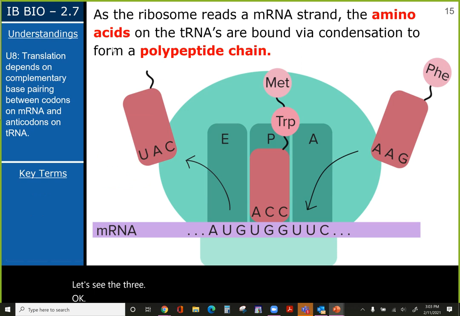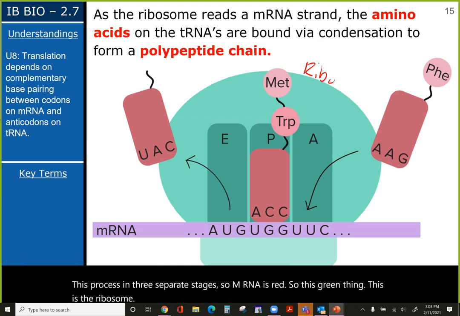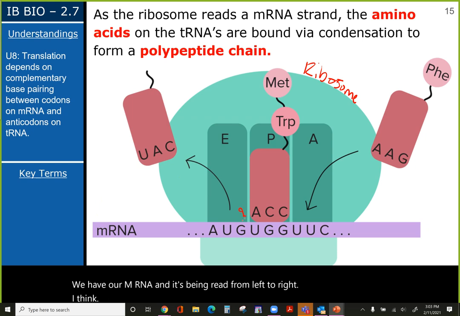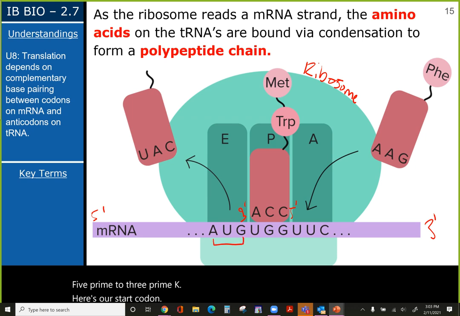Here we can see this process in 3 separate stages. The mRNA is red, and this green thing is the ribosome. We have our mRNA, and it's being read from left to right. This is 3' to 5', so this is 5' to 3'. Here's our start codon. We know our start codon codes for methionine.